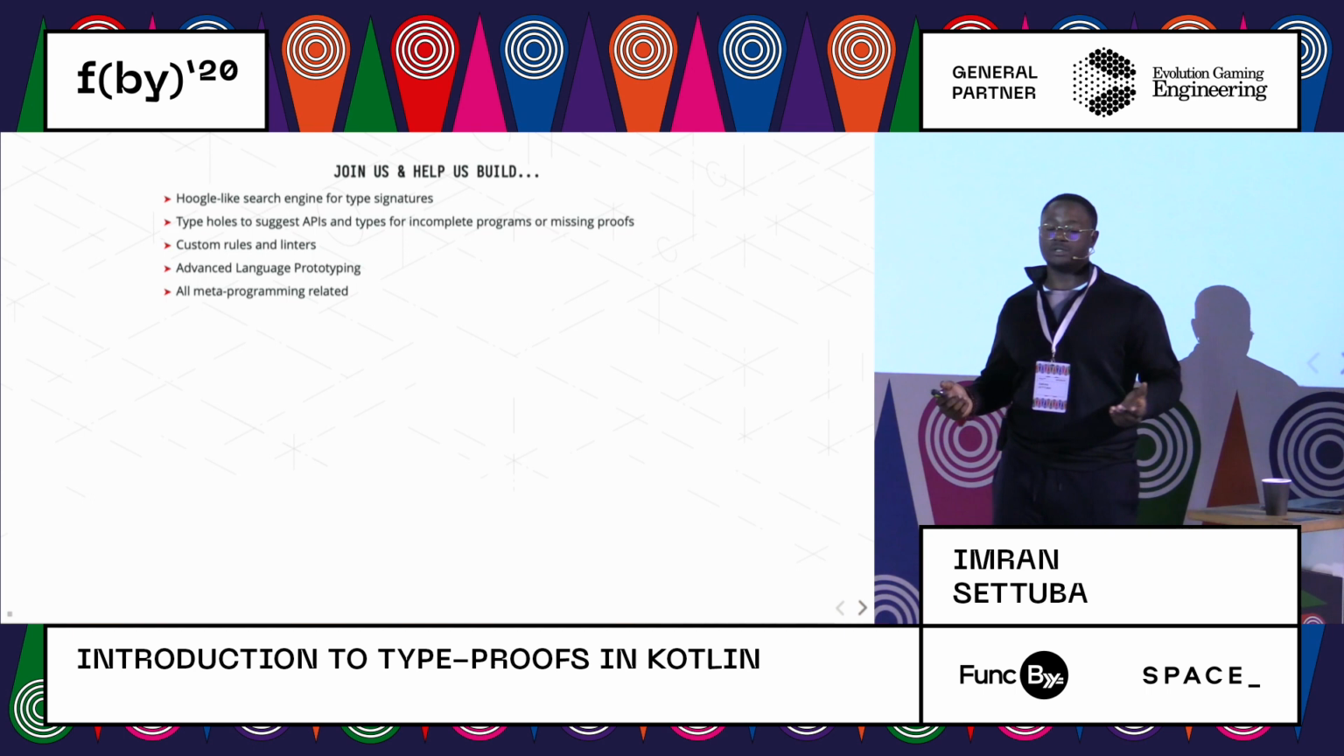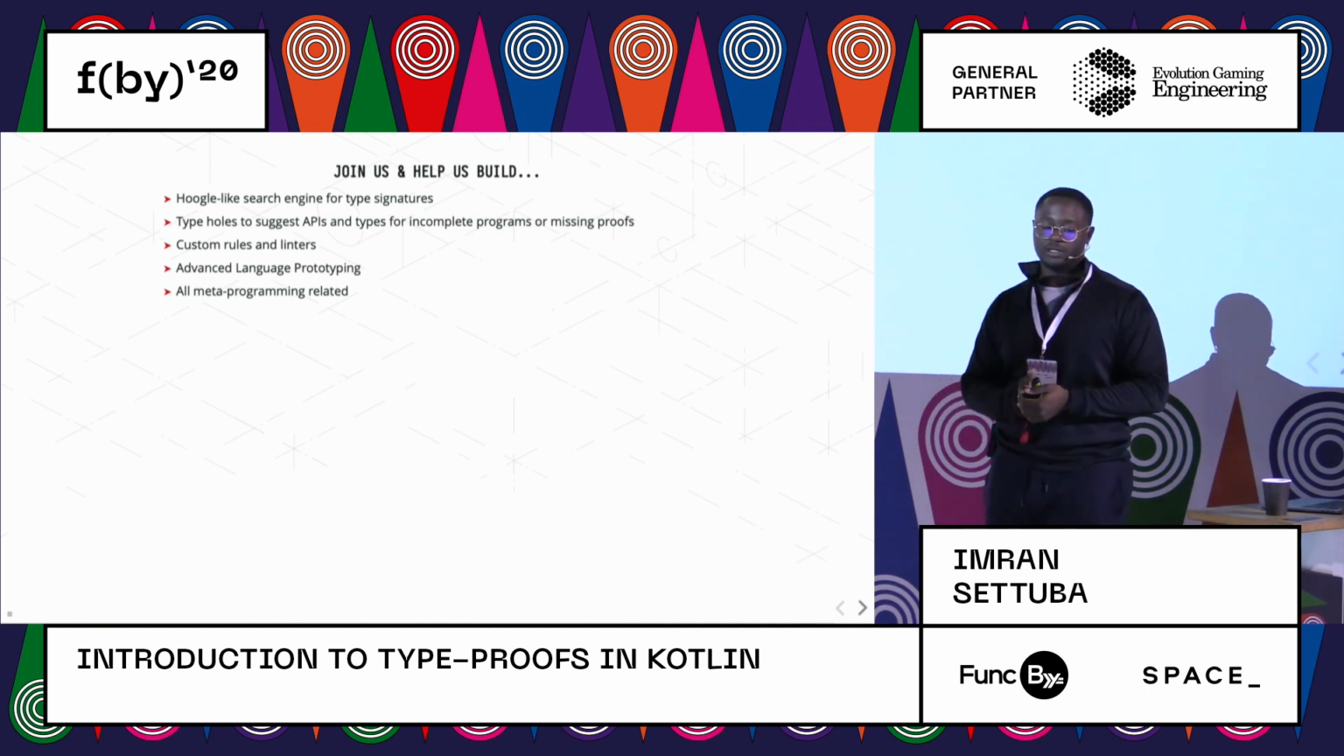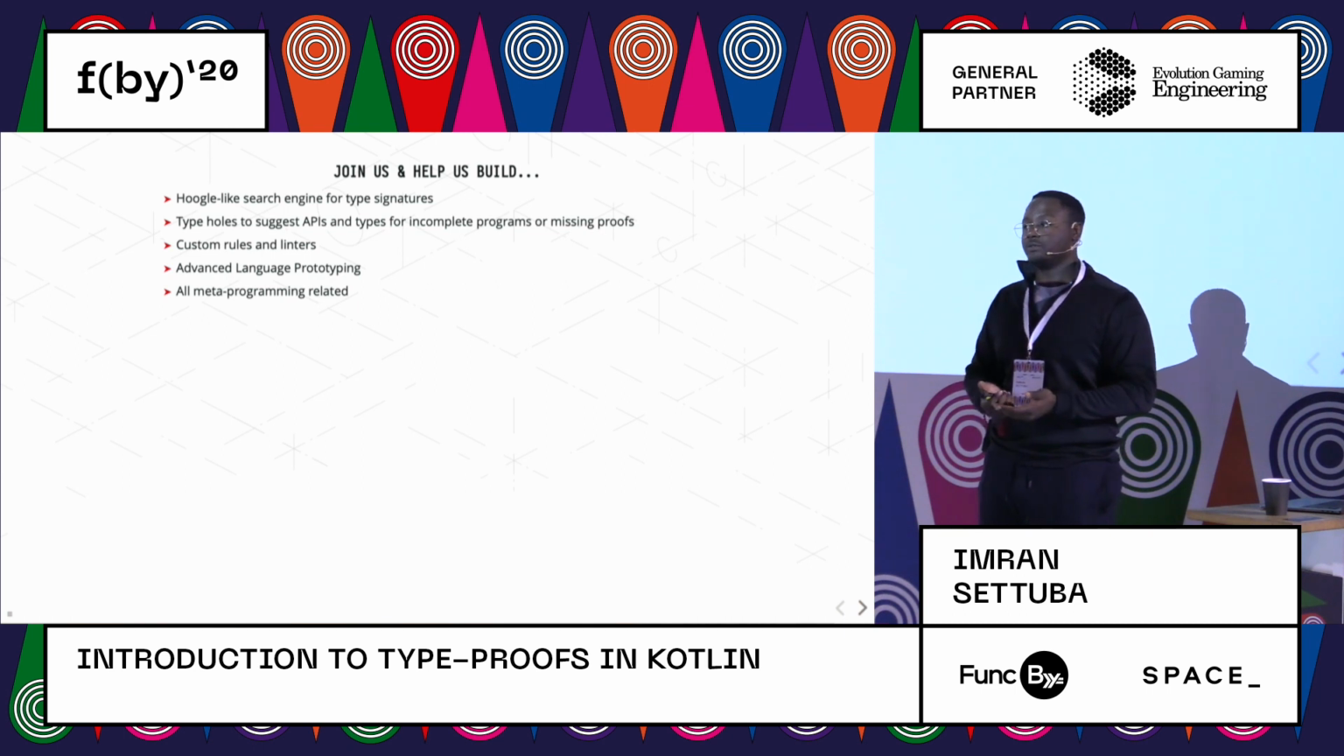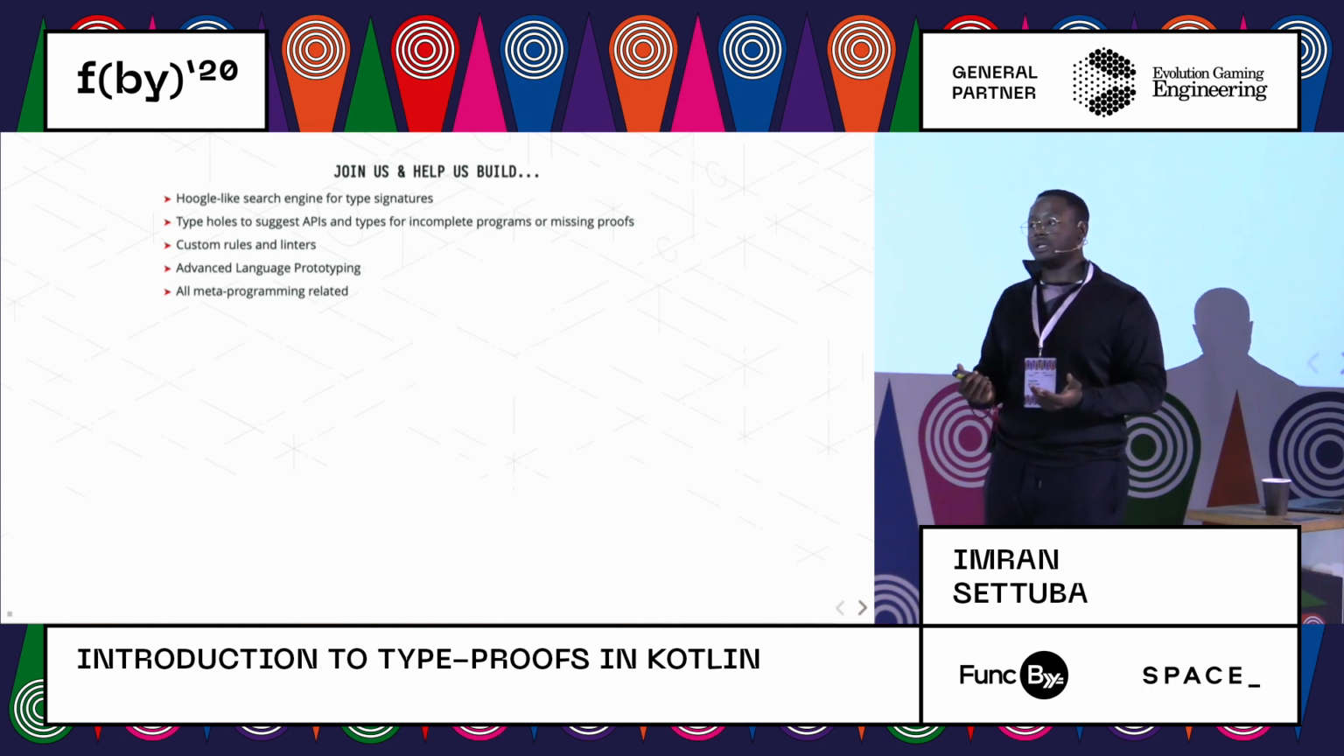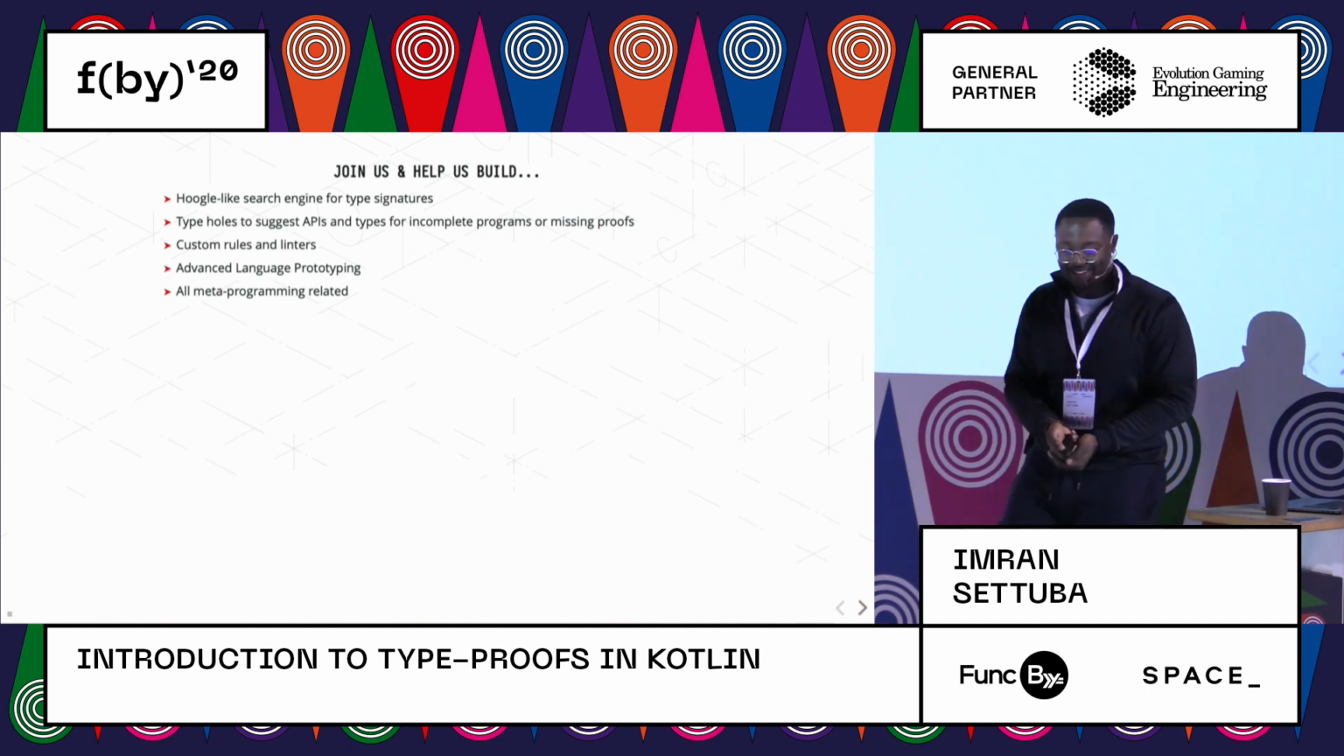And we have a lot more use cases in Meta than the ones that I displayed to you. One of the features are, for instance, Google-like search engines that you might know from Haskell, type holes for suggesting APIs and incomplete programs and which proofs you need to fulfill them, custom rule linters that you can have at compile time and not at build time. And we can even extend what Meta has available by providing a more advanced language prototyping landscape. But there are a lot more metaprogramming use cases than that.